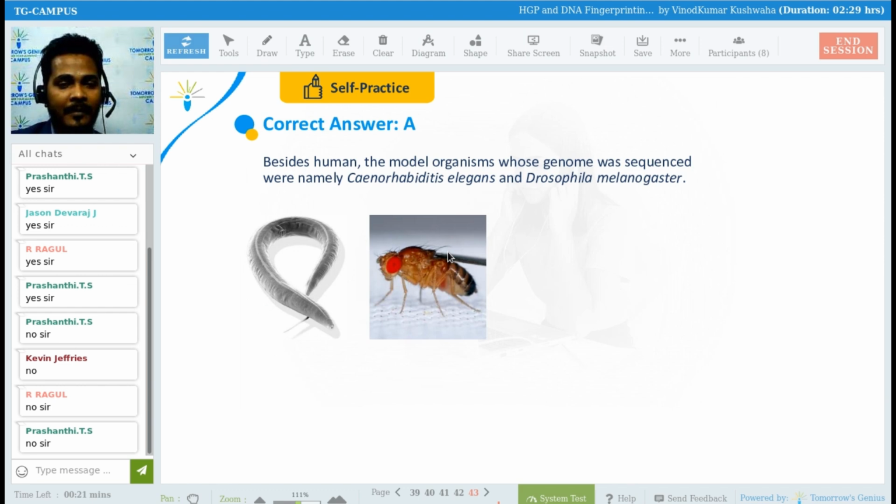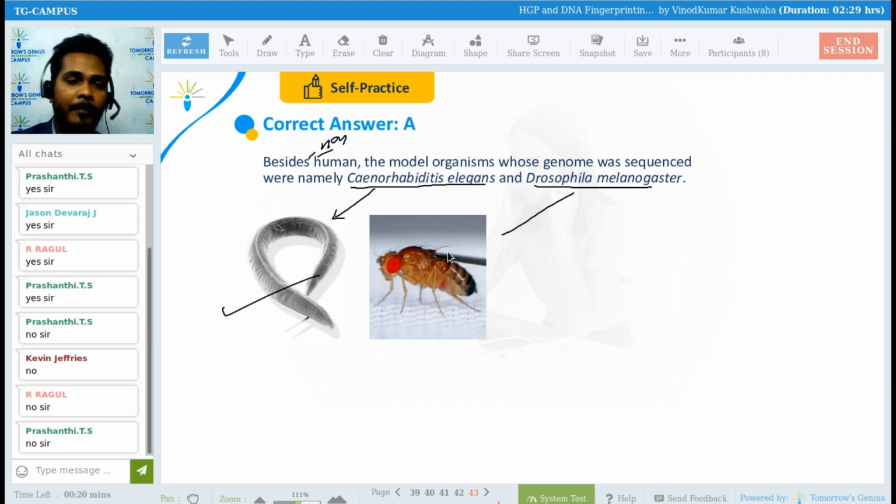So you can see this is Caenorhabditis elegans and Drosophila melanogaster. These two are the non-human model organisms whose genomes were sequenced, namely Caenorhabditis elegans and Drosophila melanogaster. Is this clear?